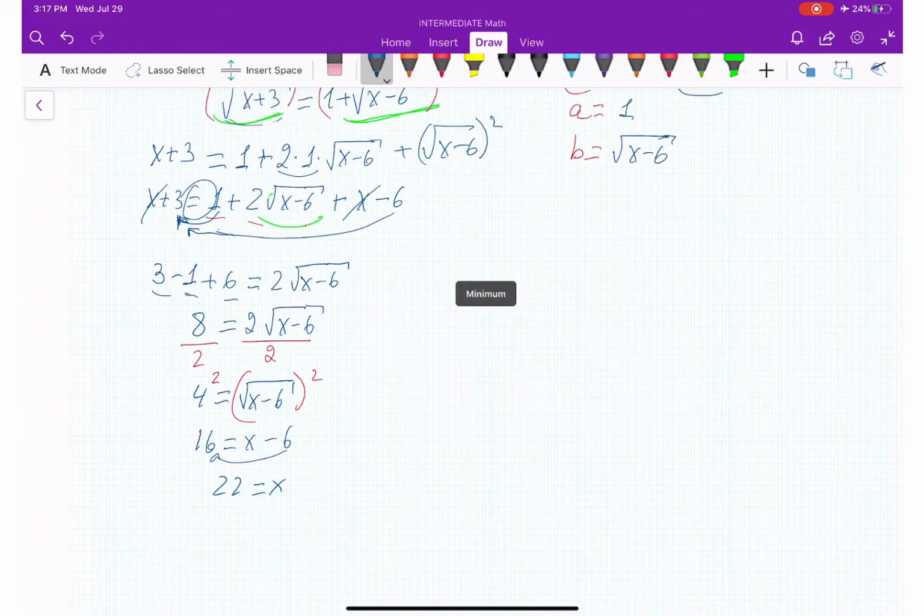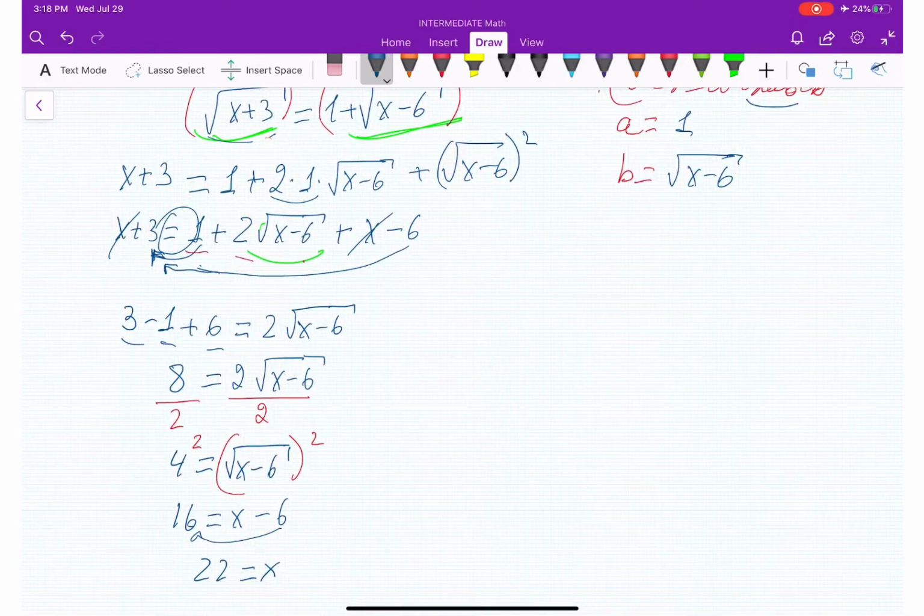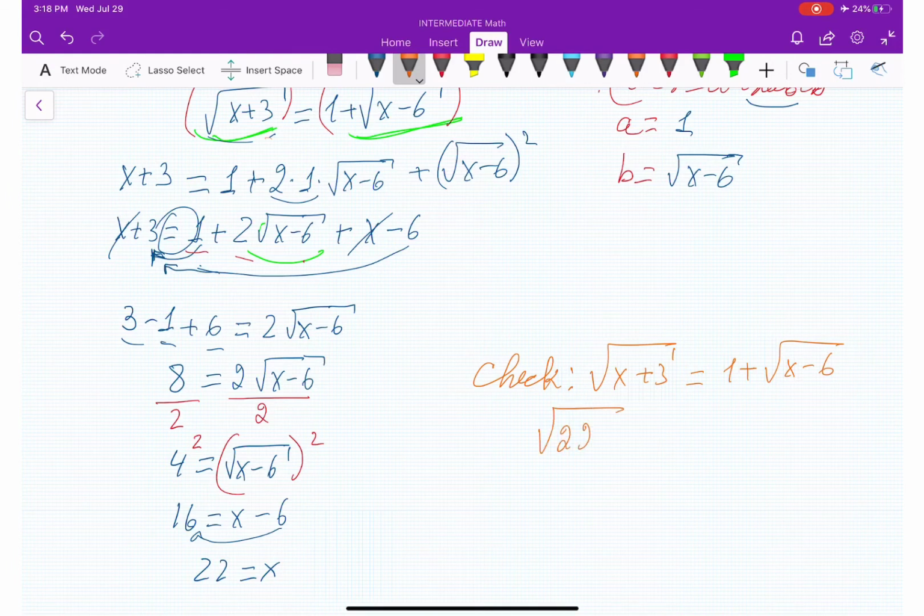Hallelujah, we finished it. We solved it. You want to check it? Let's go back, check it. Check. Square root of x plus 3 equals 1 plus square root of x minus 6. Okay, let's plug in 22. Square root of 22 plus 3 equals 1 plus square root of 22 minus 6.